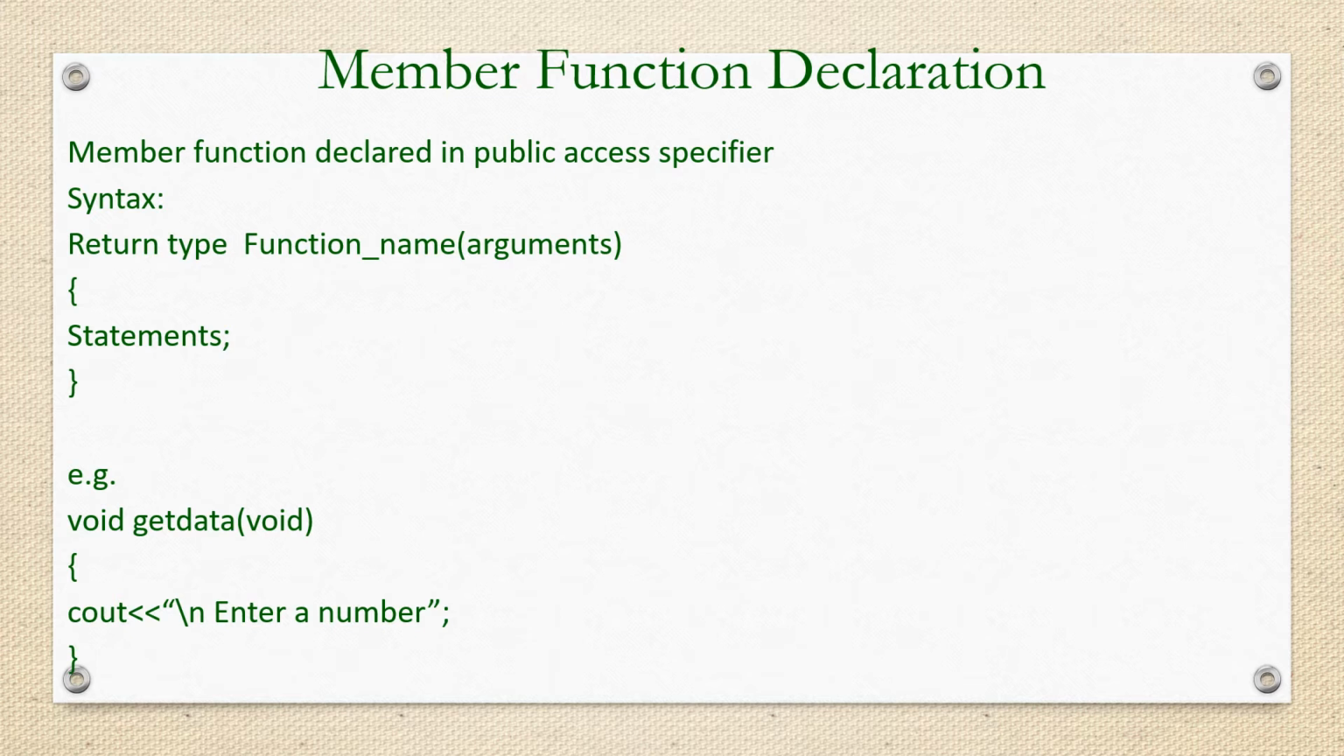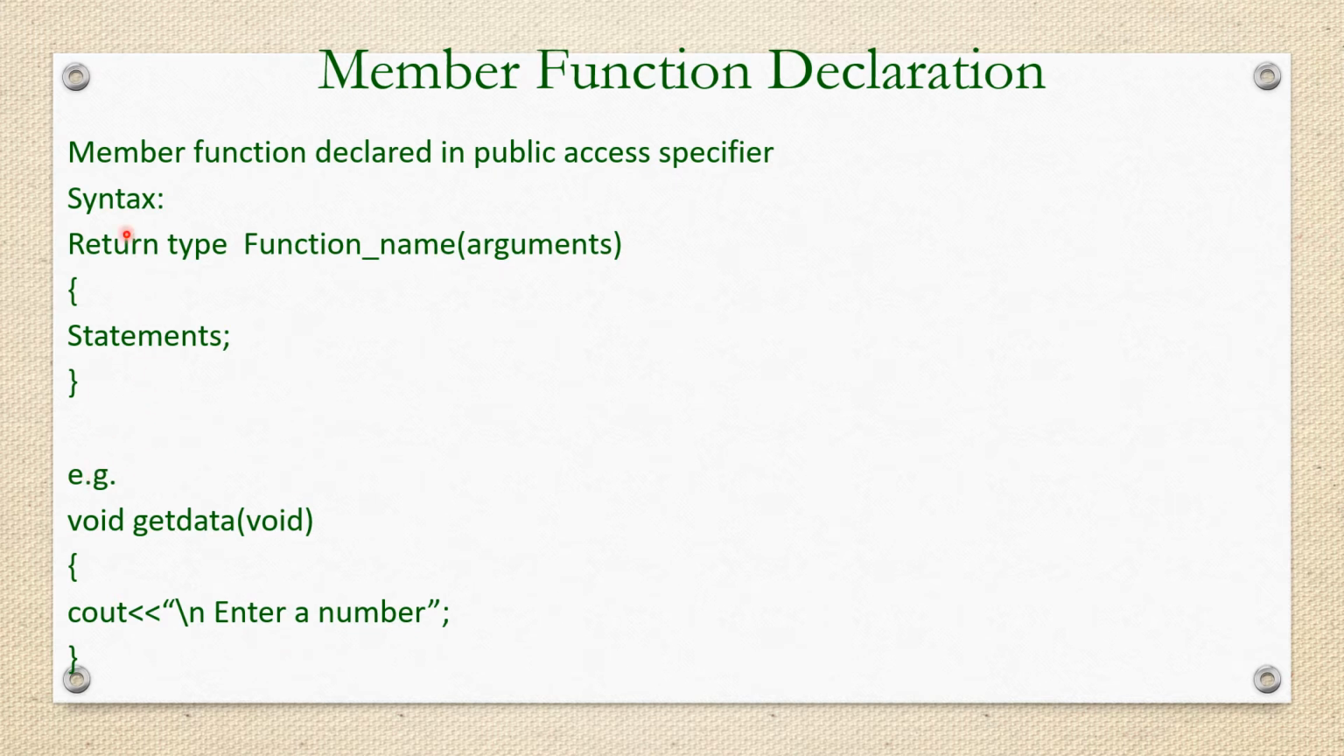Now in member function declaration, right now for this learning outcome we will see simple member function declaration. Member function declaration is in the public access specifier. So where you write your member function, it will be in the public access specifier. The syntax will be return type, function name, arguments. And then in the opening curly bracket and closing curly bracket we will write the statements. For a simple C++ program we will just accept the value from the user and display the value to the user.